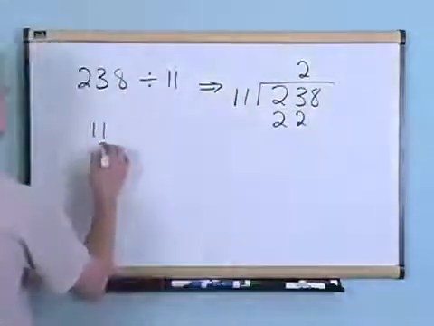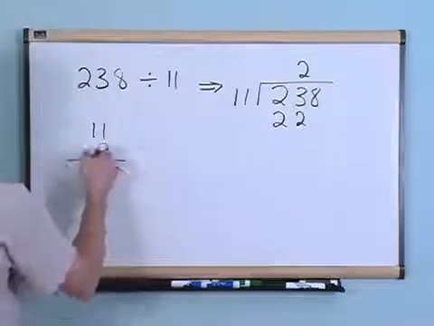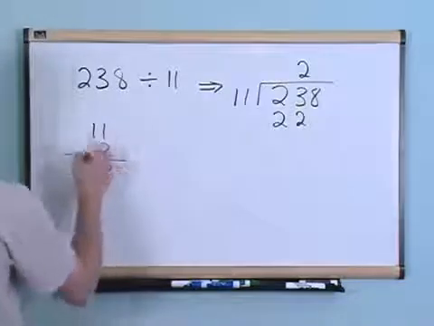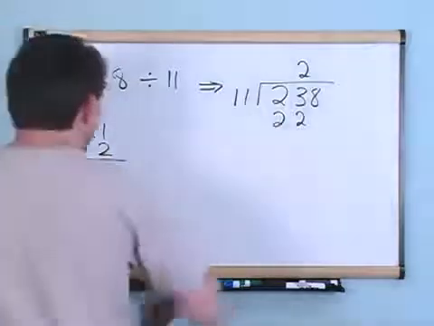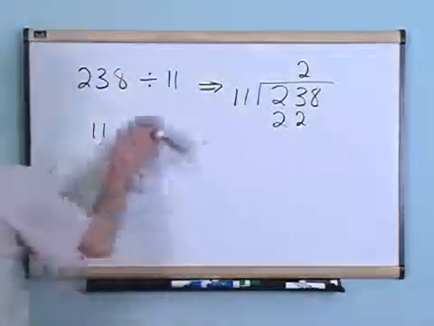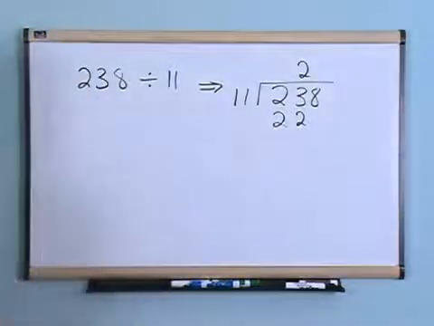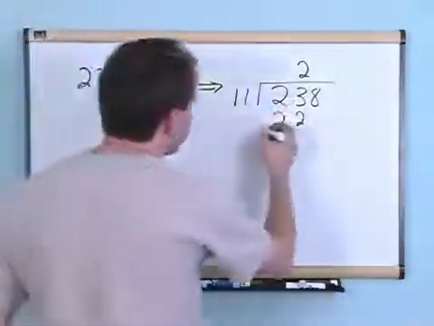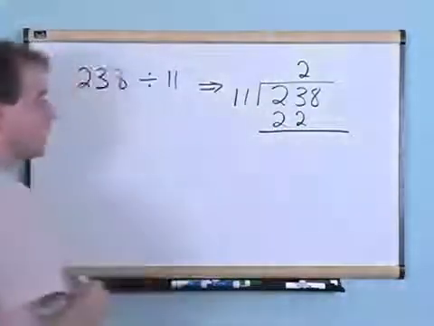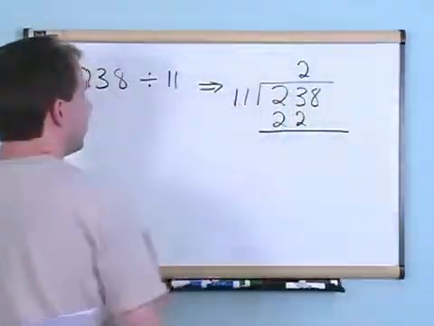And if you forget how to do that, just multiply 11 times 2. 2 times 1 gives you 2. 2 times 1 gives you 2. So 11 times 2 is 22. That's all I'm doing here. Okay, nothing special. Now, 22 is pretty darn close to 23, so that's exactly as far as we can go. So that's the right number, 11 times 2 here.